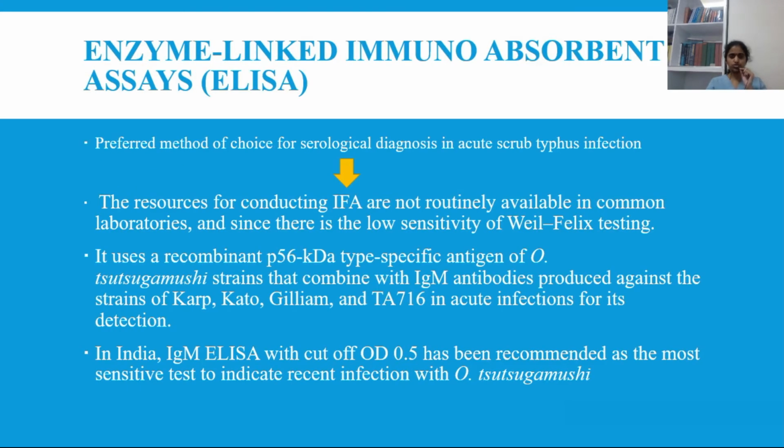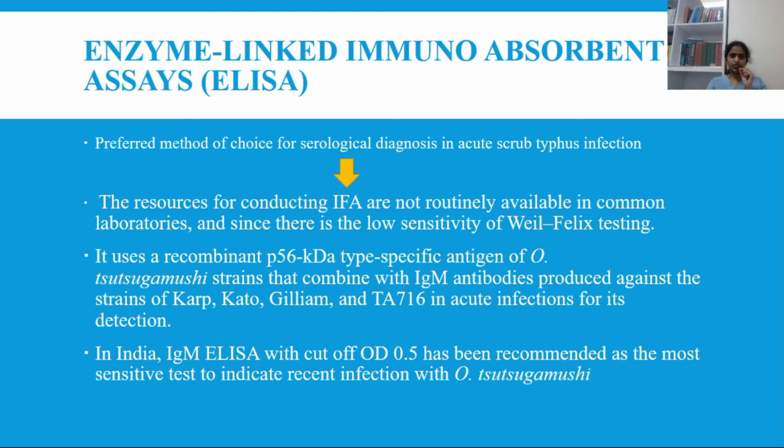Coming to ELISA, the most commonly used and commonly available test. With the help of this test, we can detect IgM antibodies in the serum, and it is the most preferred test, because Weil-Felix is outdated and not at all useful. Even the immunofluorescence test and peroxidase labeled antibody test, all these tests are for retrospective diagnosis.